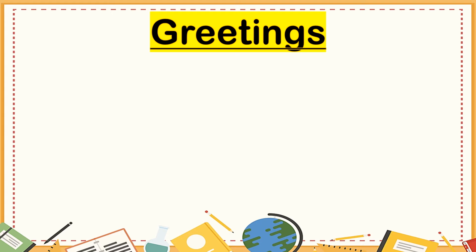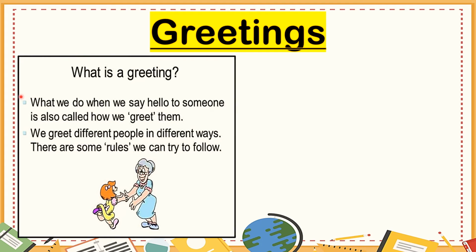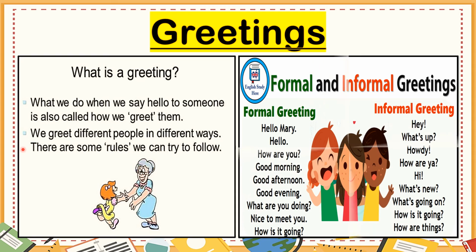So the last topic in our midterm assessment is about greetings. What is a greeting? What we do when we say hello to someone is also called how we greet them. We greet different people in different ways. There are some rules we can try to follow. And talking about rules in greetings, class, we have 2 types, formal and informal greetings.